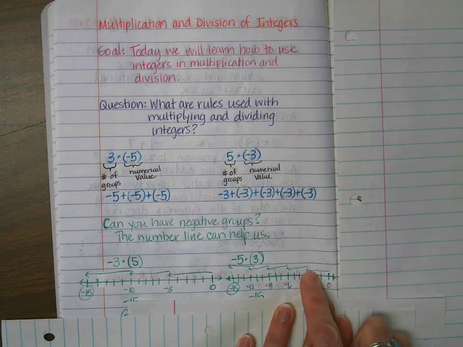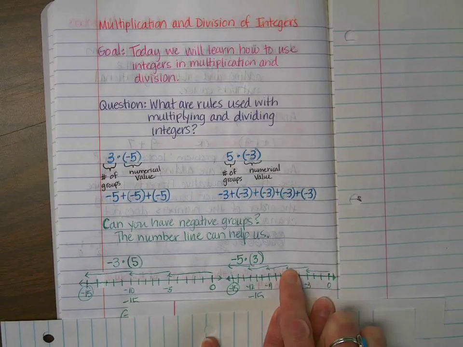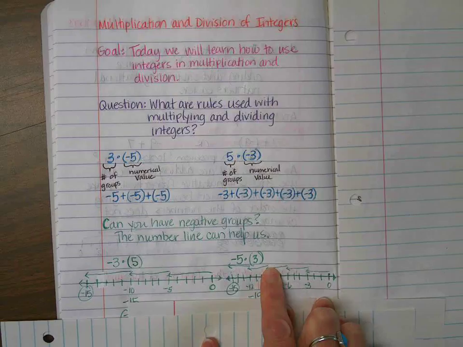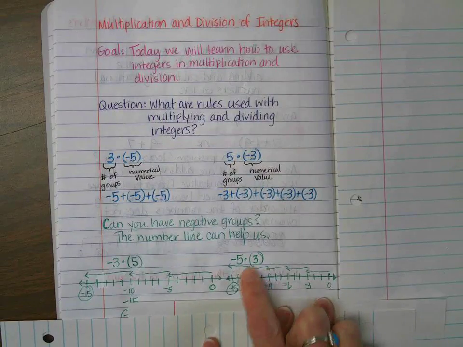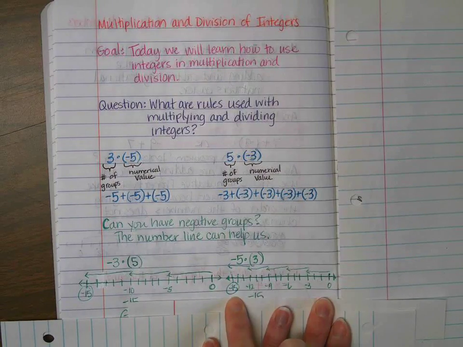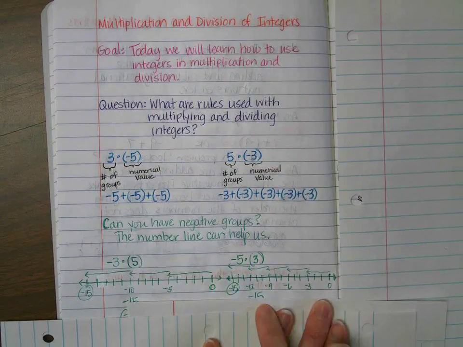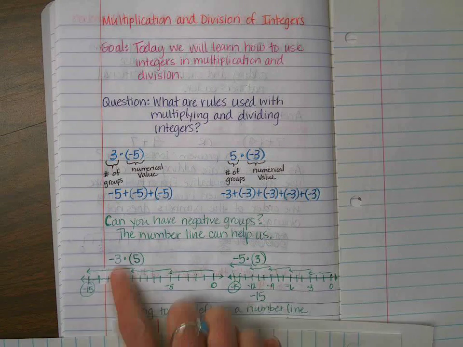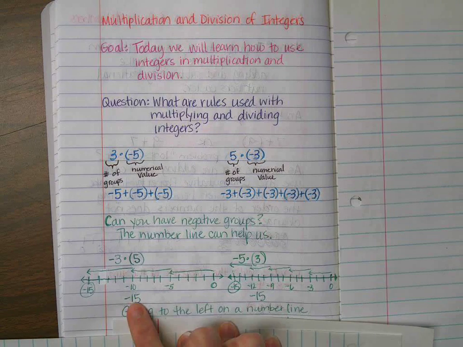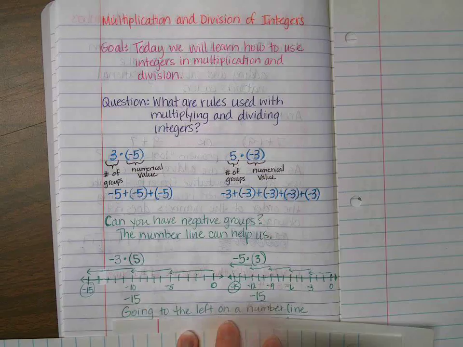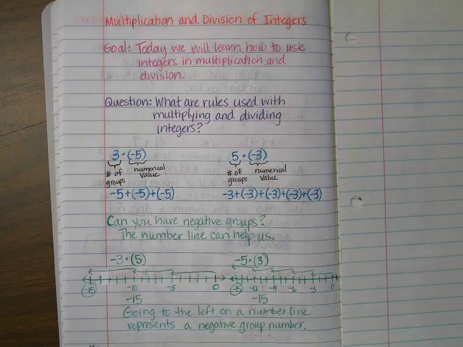5 times of 3. So I go 1, 2, 3, that's 1; 1, 2, 3, that's 2; 1, 2, 3, that's 3; 1, 2, 3, that's 4; 1, 2, 3, that's 5, and I end up where? At negative 15. So a negative 5 times 3 is negative 15. A negative 3 times 5 is a negative 15. And the number line shows us how to do that.